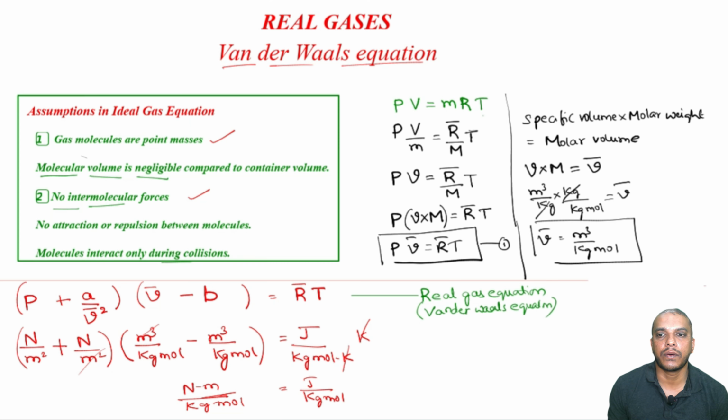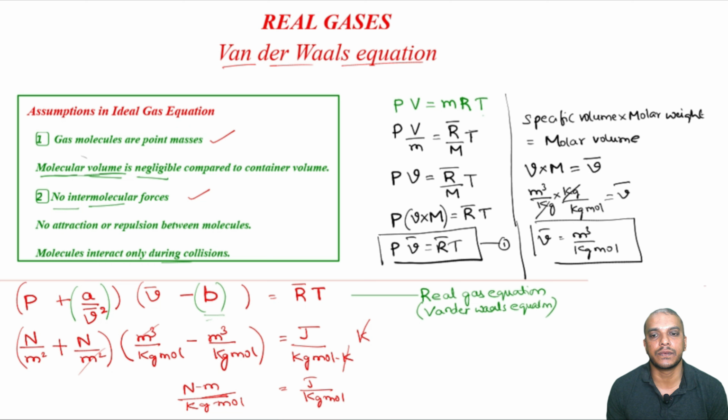Now, we have to talk about what these terms are: A by V bar square and B. We can easily identify B as a term whose unit is meter cube per kg mole. So, B is a term which considers molecular volume, and A by V bar square is a term which takes care of intermolecular forces. By looking at the unit, we can make out A by V bar square is intermolecular forces and B is the one which takes care of molecular volume.